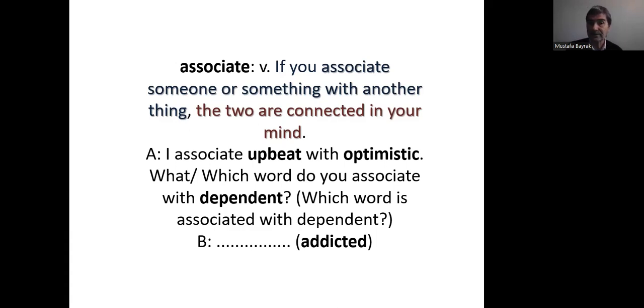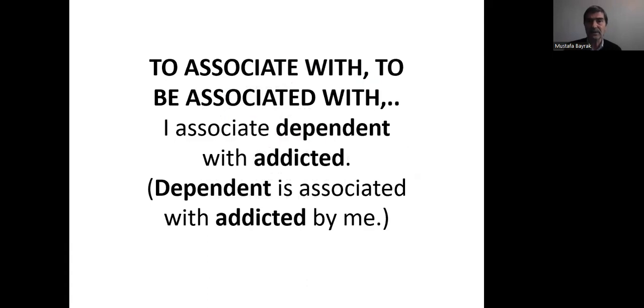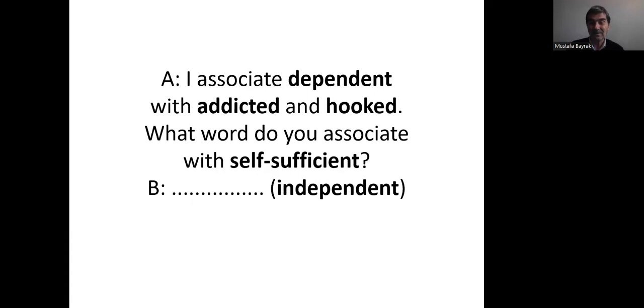So I associate addicted with dependent, or addicted is associated with dependent by me, in my mind. To associate with is active, to be associated with is passive. I associate dependent with addicted. Dependent is associated with addicted by me, in my mind. Okay, the next is this. I associate dependent with addicted and hooked. Yeah, hooked, to be hooked.